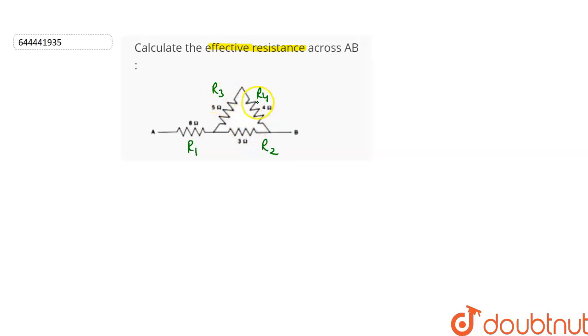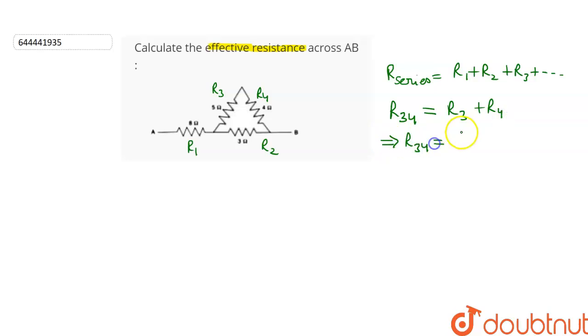We can see that R3 and R4 are connected in series, and we know that the equivalent resistance in series is equal to R1 plus R2 plus R3 and so on. So the equivalent resistance between the resistors R3 and R4, let it be R34, will be equal to R3 plus R4. This gives us R34 is equal to R3 is 5 ohms and R4 is 4 ohms. So R34 comes out to be 9 ohms.